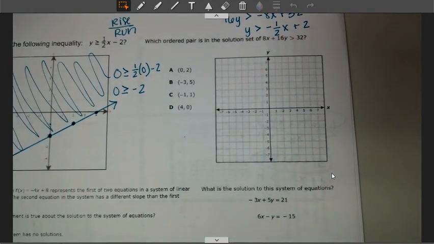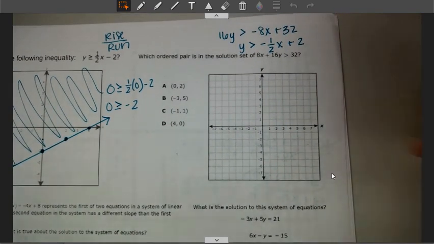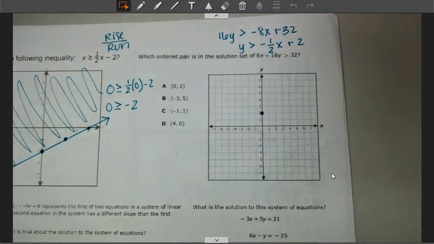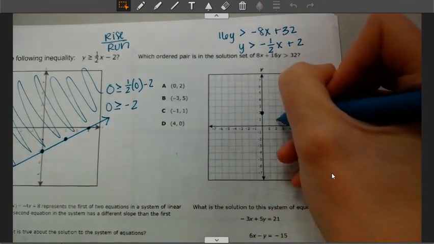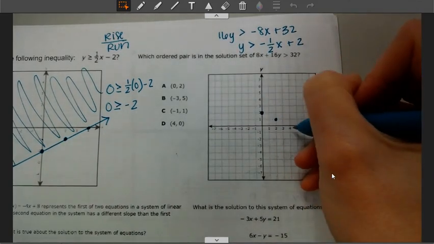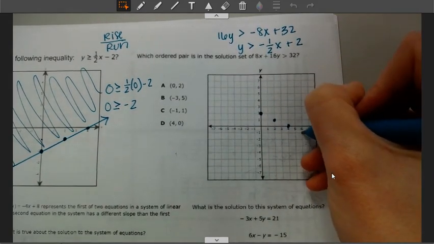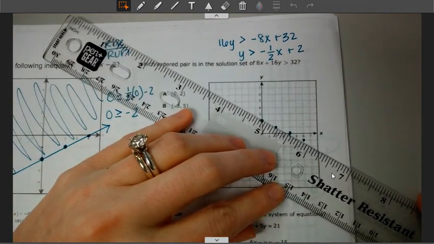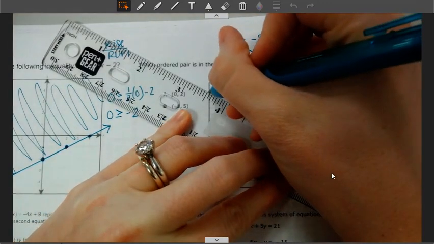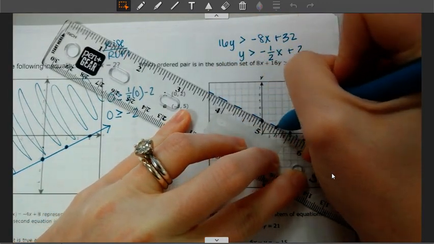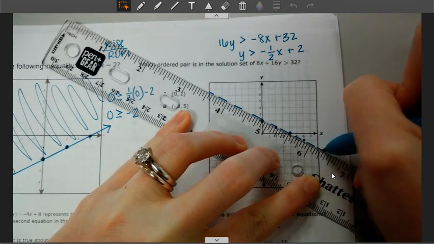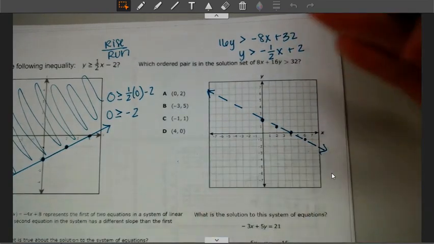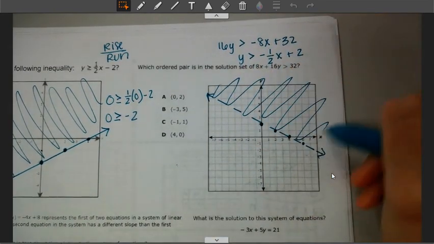Oh, almost the same setup as the previous one. So I'm going to start at positive 2. But this time, rise over run, I'm going to go down 1, right 2. Down 1, right 2, down 1, right 2. It is greater than, so we are going to use a dashed line because I do not have the or equal to. So I'm going to use a dashed line when I connect these points. It is still greater than, so I still need to shade above the line. So I'm going to shade above.